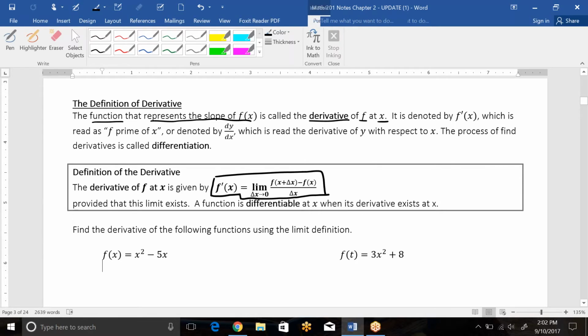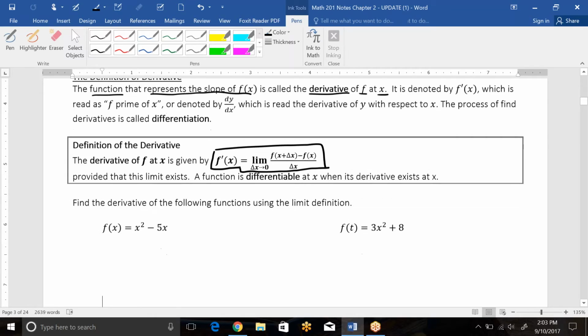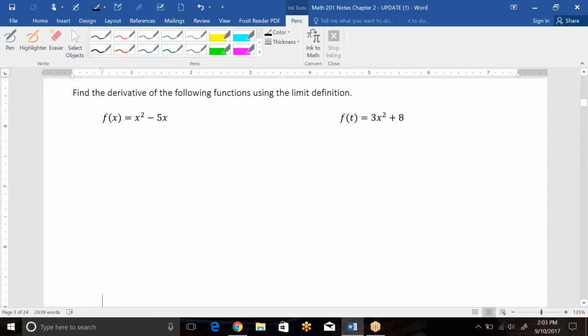So we're going to find the derivative of the following functions using the limit definition. These look very similar to the ones we were just doing. It's just that now, since they've said find the derivative, we're doing this as f prime of x equals the limit as delta x approaches 0 of f of x plus delta x minus f of x, all over delta x. So again, we'll want to do some scratch work.